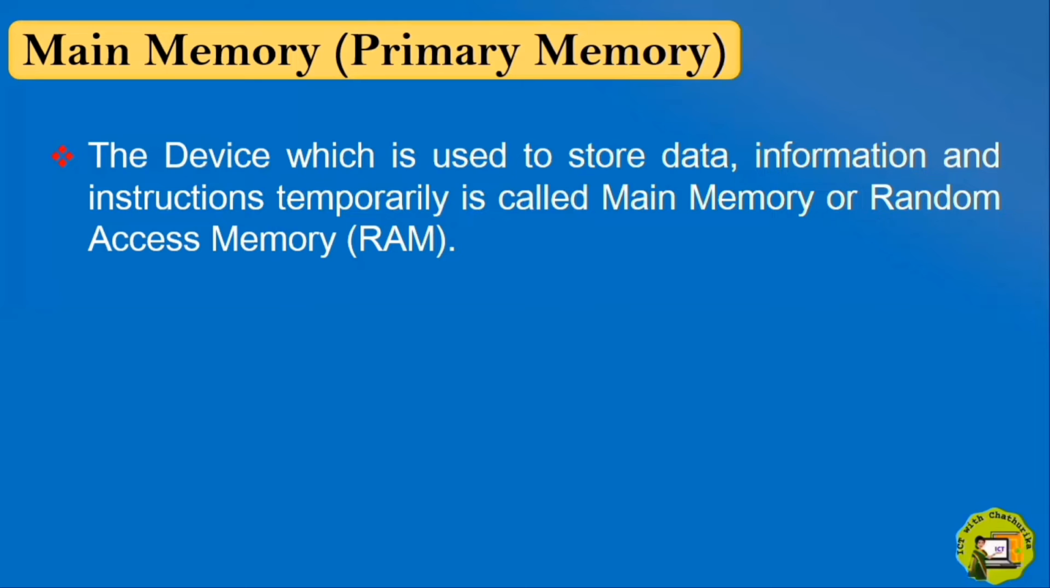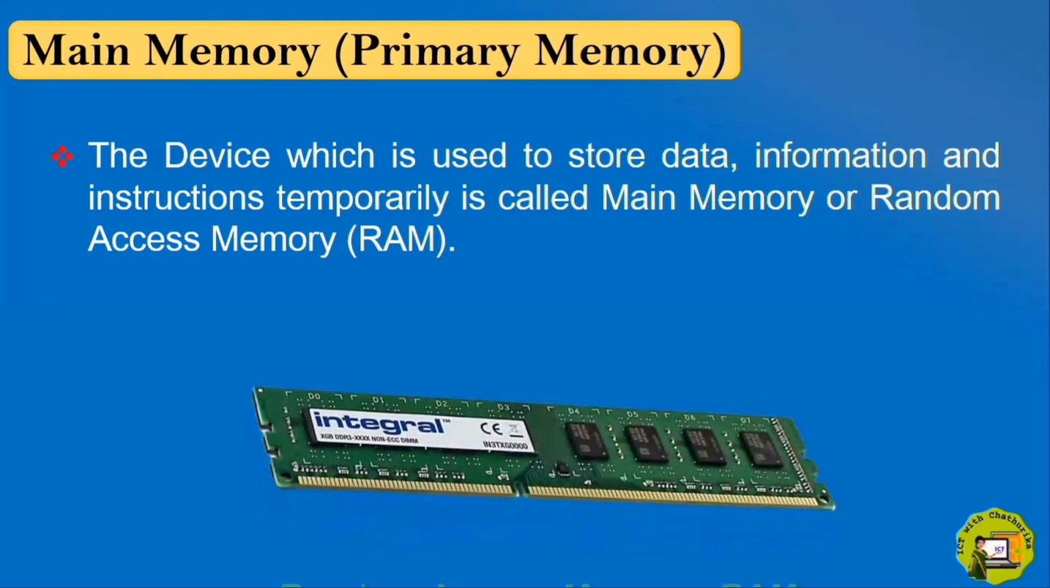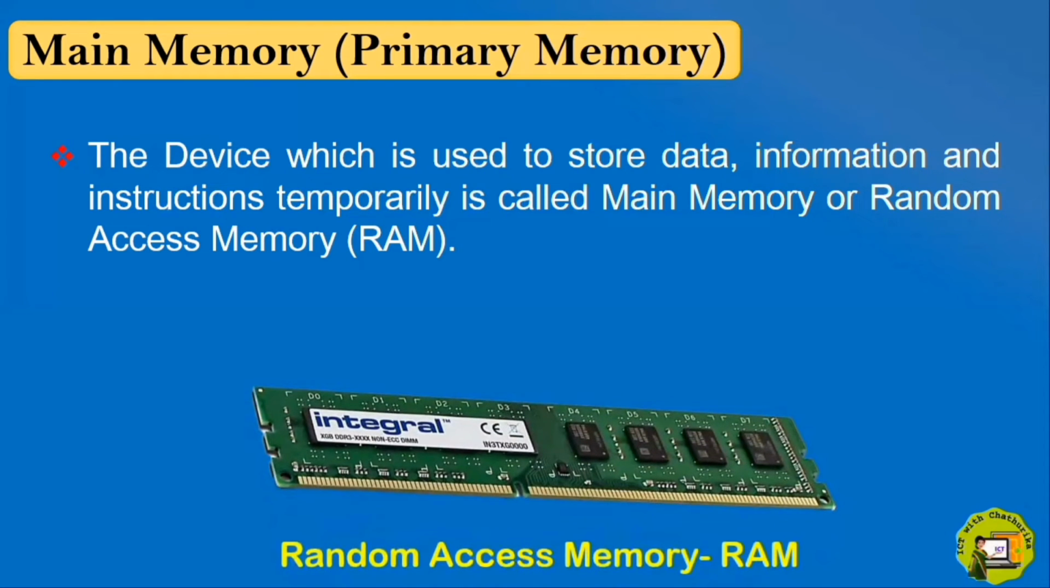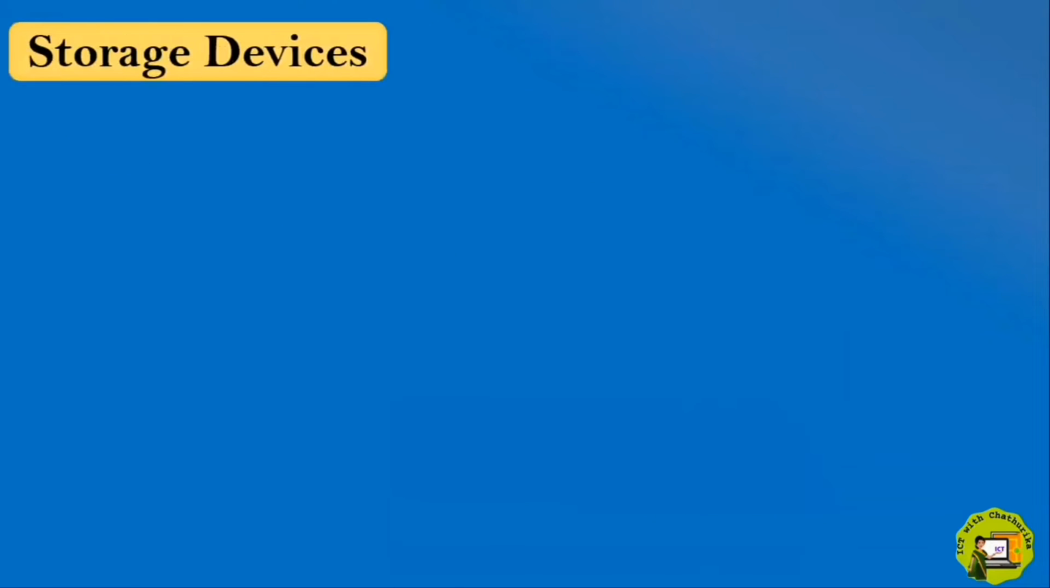This main memory holds only those data and instructions on which the computer is currently working. So it is called RAM or random access memory. It has a limited capacity and data in the memory is lost when power is switched off. So this is RAM, random access memory. Next, we are going to know about storage devices.